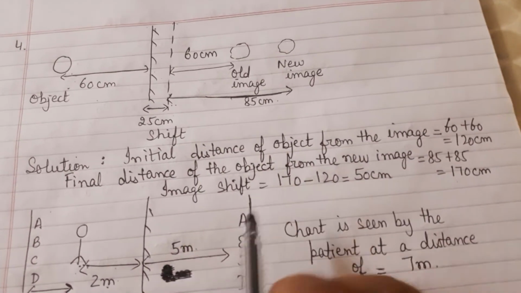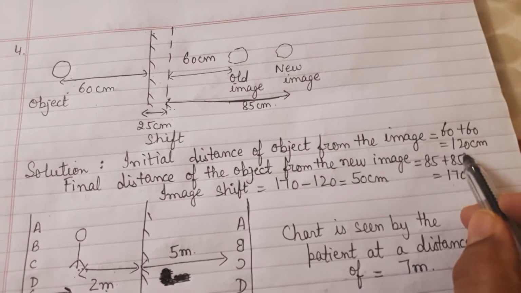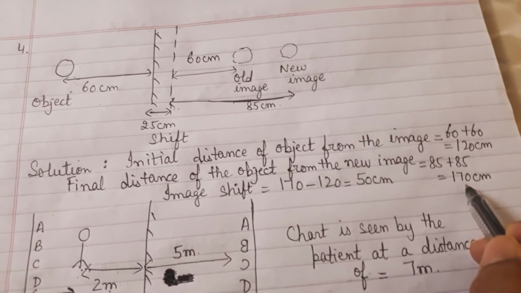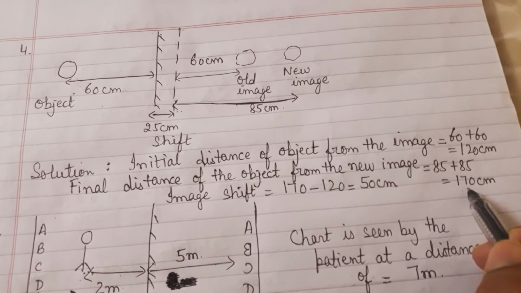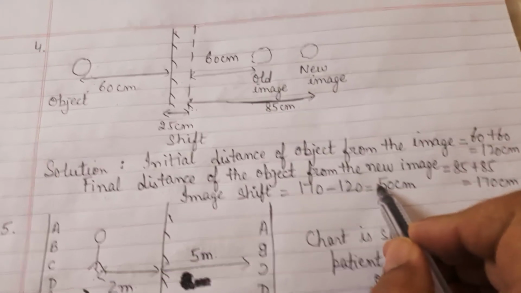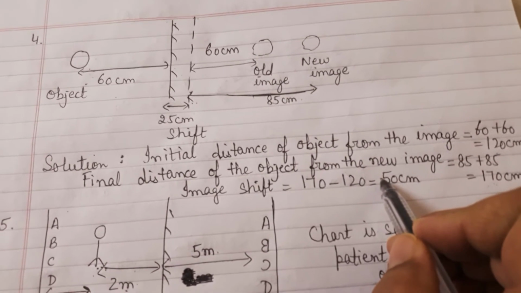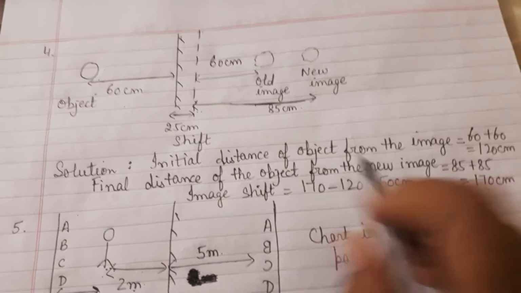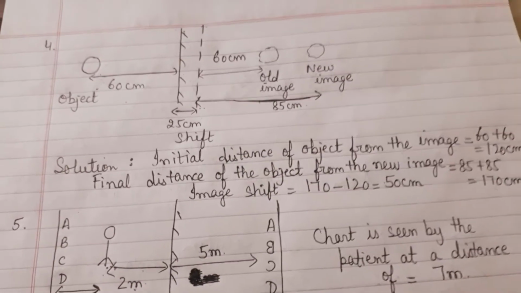So now what would be the image shift? First the distance was 120. Later on it is 170. So the image shift is 170 minus 120, and that would be 50 centimeters away. Okay. This is numerical 4. Now we come to numerical 5.